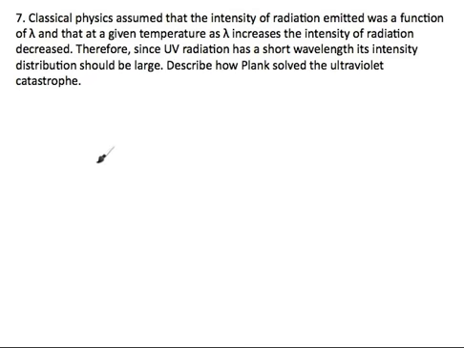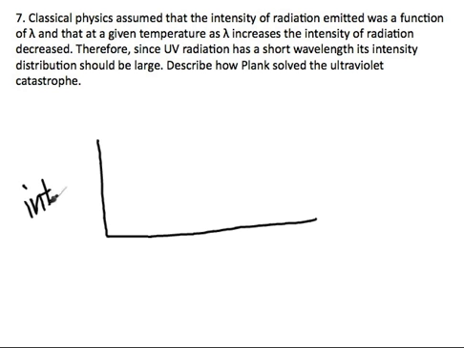So for question number 7, I'm going to start by drawing a diagram. On the left, the y-axis, we have the intensity of radiation. And then on the x-axis, we have wavelength. Classical physics had assumed that the intensity of radiation emitted was a function of wavelength. So they proposed a curve like this.